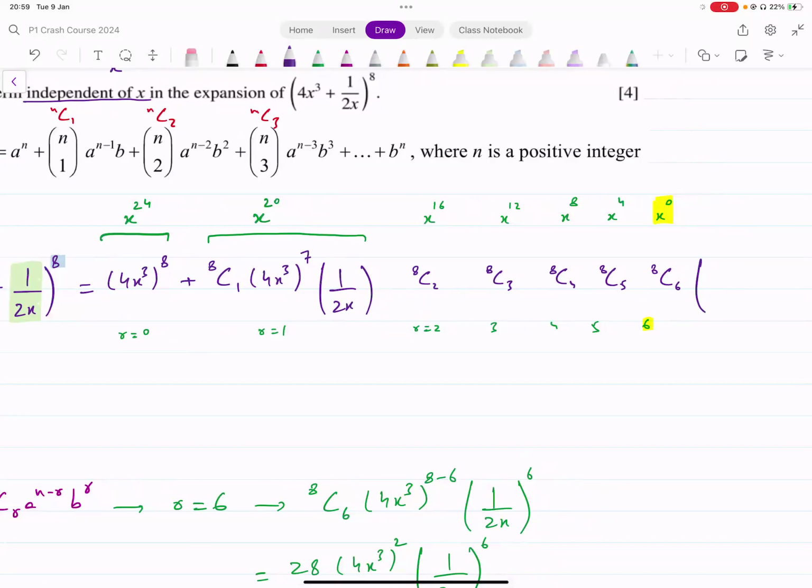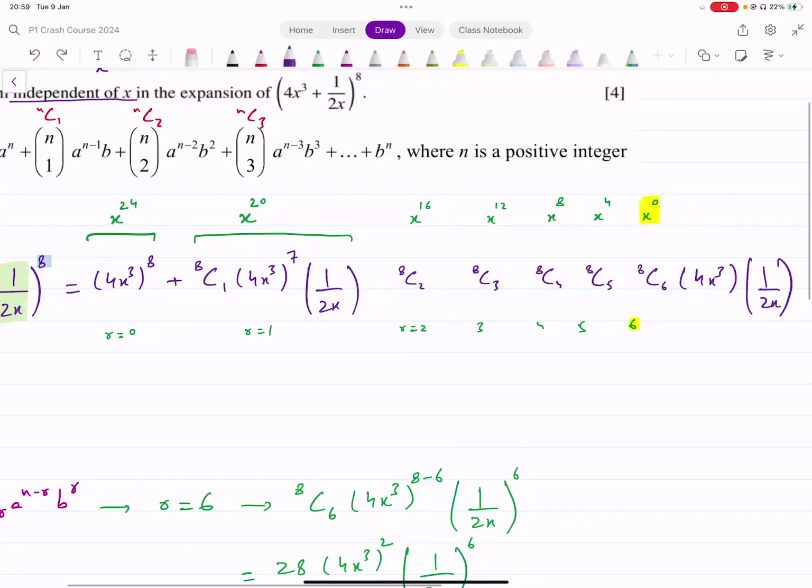How do you do that? You have 4x cubed and 1 over 2x. What power are you going to put over 4x cubed? 7 is reducing. 7, then the next is going to be 6, 5, 4, 3, 2. So this is going to be 2 here. Power of 1 over 2x. If this is 1, this is also 1. The next is going to be 2, 3, 4, 5, 6. This is going to be 6 here.